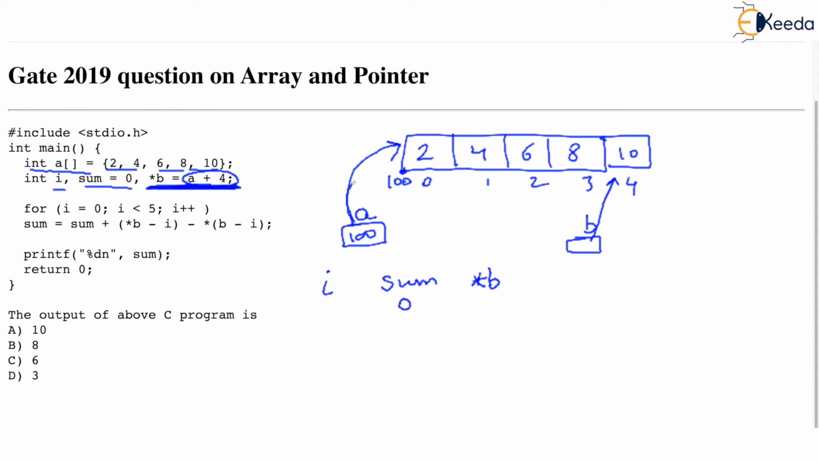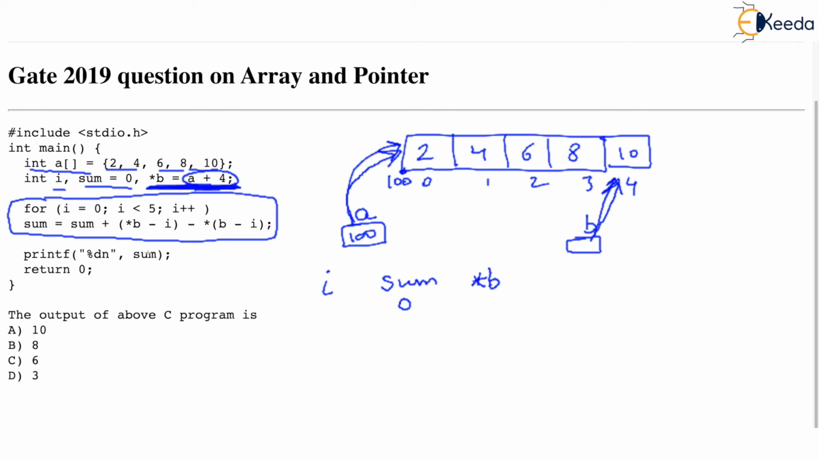a is the base address, isn't it? And then adding 4 to the base address means you are jumping by 4 integers. Actually, when you increase a by 4, it gets increased by 4 multiplied by the number of bytes each integer consumes. So if each integer consumes 2 bytes, then adding 4 to a will increase it by 8 bytes. But who cares how many bytes an integer consumes? a plus 4 means b is going to point to the fourth location of the array. Okay, now have a look at the for loop, and finally we have to print the sum.